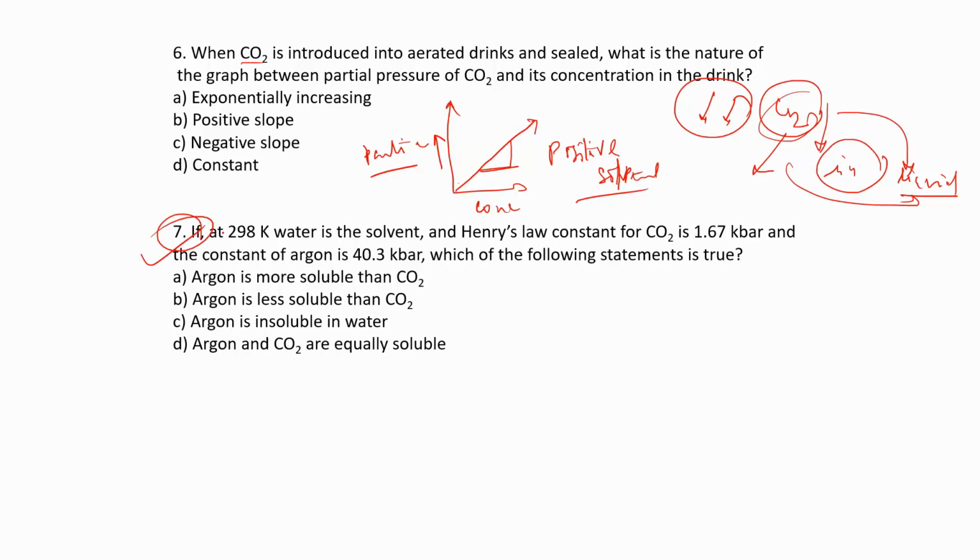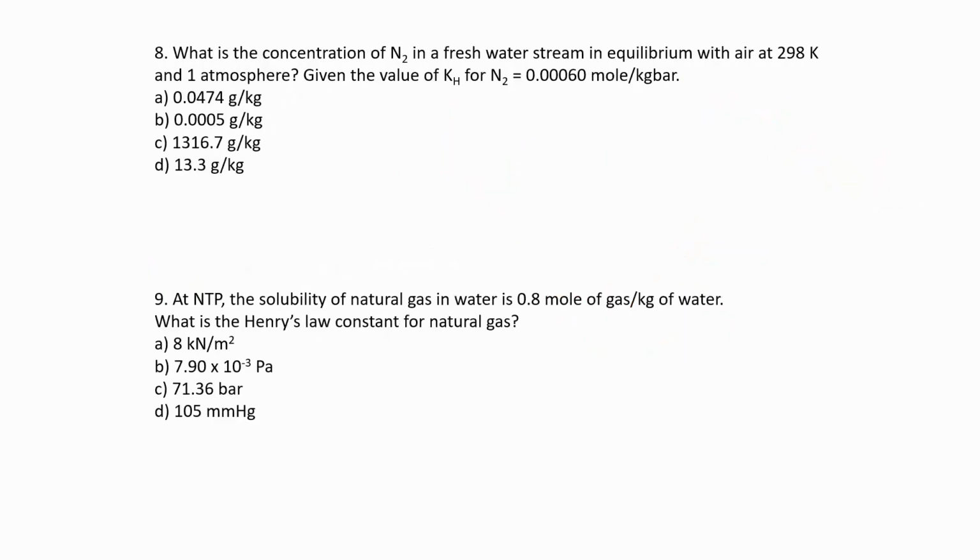The seventh question is very interesting. I will leave this question for the students. Please try this question, because it is a very easy question. This is a Henry's law question, and we know that Henry's law is P equal to K times X. You just put in the 1.67 kilobar pressure, and the constant is also mentioned, so you have to just calculate the mole fraction. It is a very important and interesting question. You just try it.